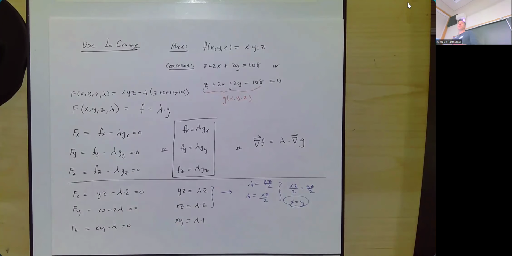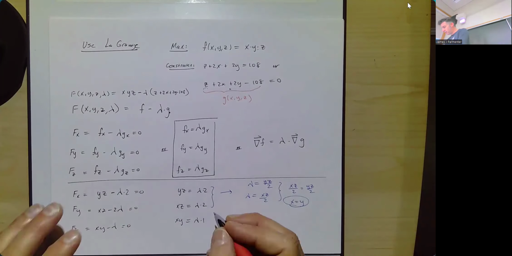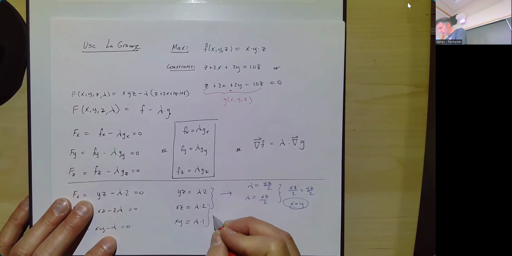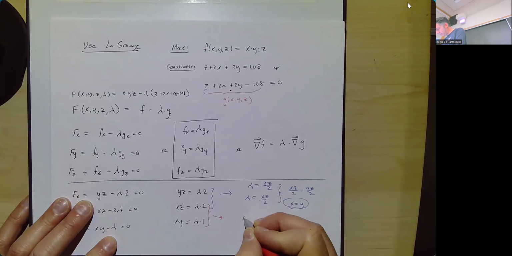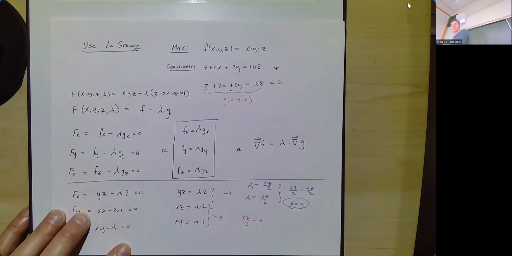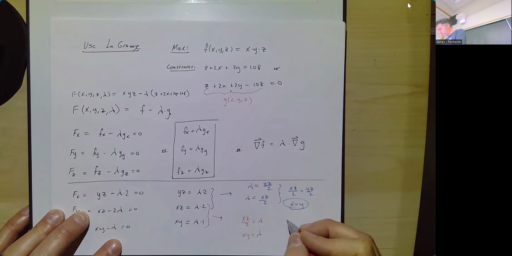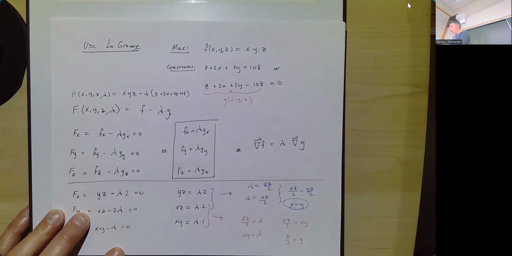Similarly, I can take any other two equations, so not the same two, but take a different pair. Let's say I take this pair now and solve for lambda again. So now I get xz over 2 equals lambda. Be careful that your z's and your 2's look distinct. And here I get xy equal to lambda. So then I have xz over 2 equal to xy. Divide the x's and you get z over 2 equal to y.